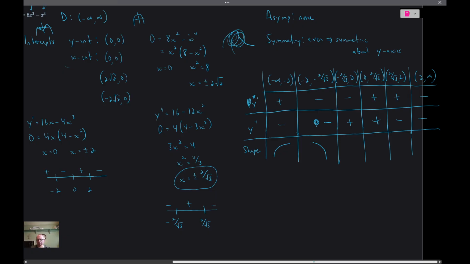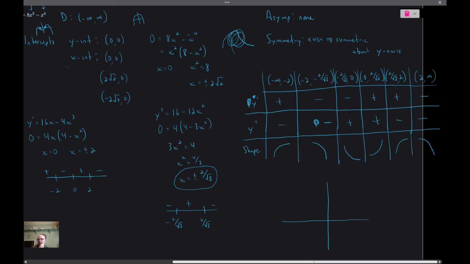Going from negative infinity out to negative 2 over square root 3 is negative in both of these sections. So all the way from here to here is going to be negative. So decreasing concave down. All right, now decreasing concave up looks like that. Increasing concave up looks like that. Increasing concave down looks like that. And decreasing concave down looks like that. All right, so now let's plot our points.